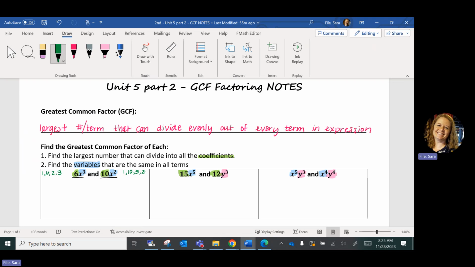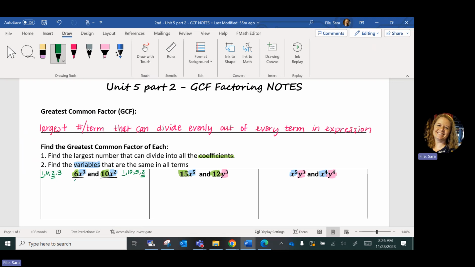So do they have anything in common, those lists of factors? They both have 1, so that's common. Anything else? 2. So I'm going to underline 1 was a common factor, but also 2 is a common factor. And we are looking for the largest. So is 1 or 2 larger? 2. So 2 is our GCF of the coefficient.